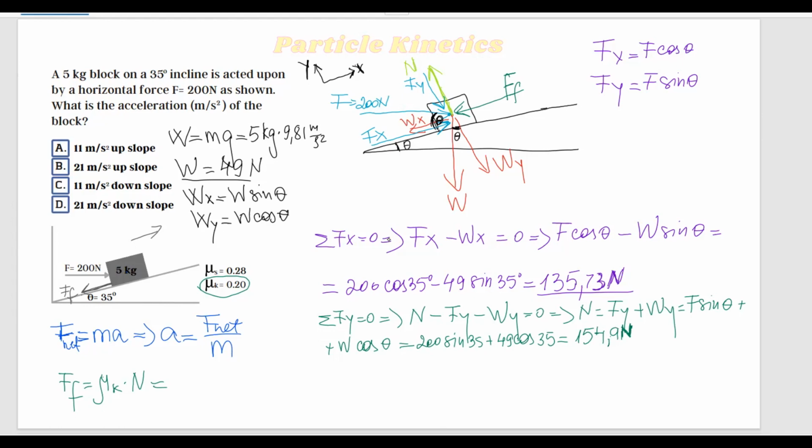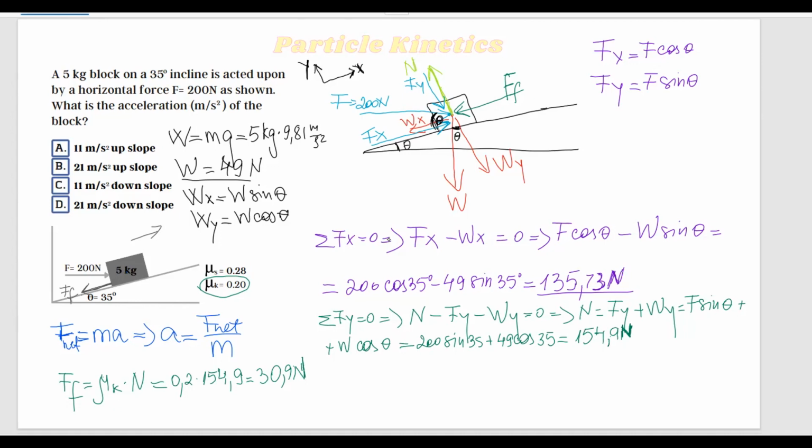Perfect. So now we have the normal force. We can come back here and calculate the friction force, which is going to be equal to 0.2 multiplied by 154.9. And you're going to get friction force equals 30.9 newtons. Perfect. So we've got the friction force. It seems we have all of the forces to be able to calculate the net force.